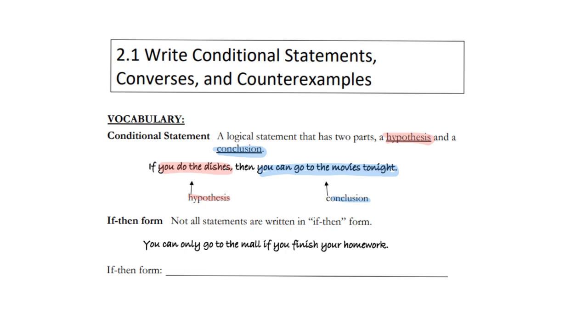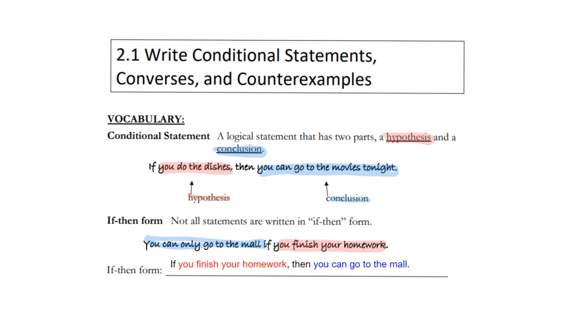Okay, so let's think about where is our condition that has to be met in this statement. Well, it comes after the conclusion in this case. So here it is. Here we go. So you finish your homework is our condition. That has to be met before you can go to the mall, right? So if we were going to write this in if-then form, we're actually going to include this part first as our hypothesis. If you finish your homework, then you can go to the mall.